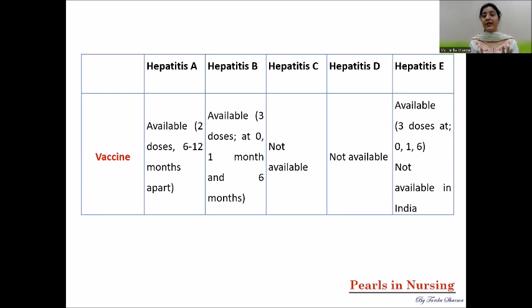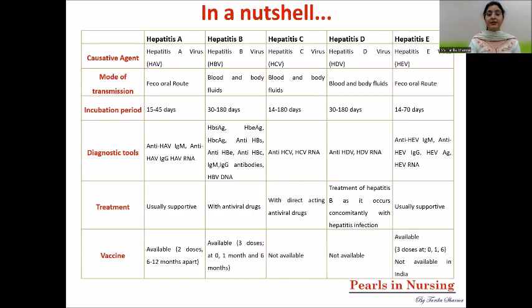But in India, we do not have the vaccine for hepatitis E available. So basically, India में hepatitis A के लिए vaccine available है, hepatitis B के लिए vaccine available है. It is not available for hepatitis C and D and E in India. And hepatitis C और D की वैक्सीन अभी है ही नहीं अवेलेबल कहीं पे भी. So in a nutshell, this was what we talked about. We talked about कि hepatitis A, B, C, D और E में क्या difference है on the basis of causative agent, mode of transmission, incubation period, diagnostic tools, treatment, and vaccine.